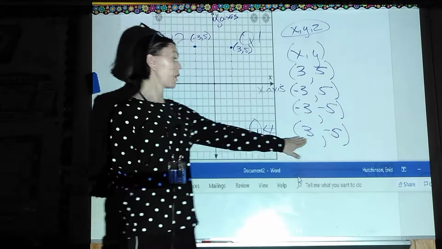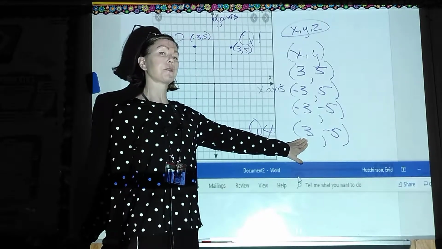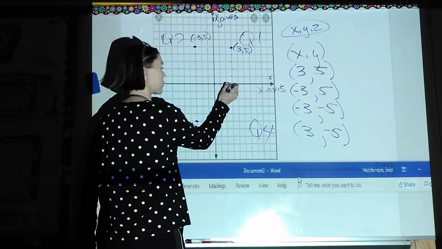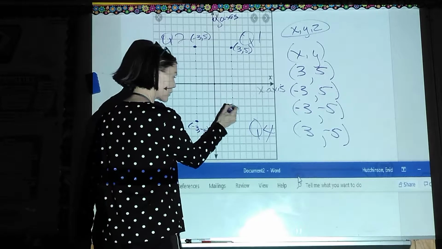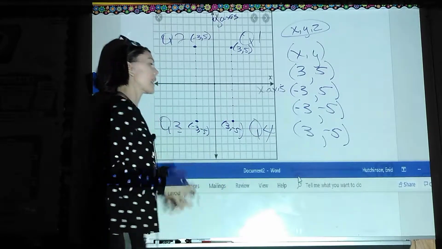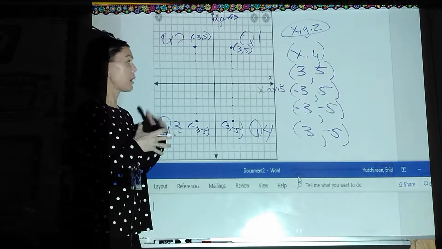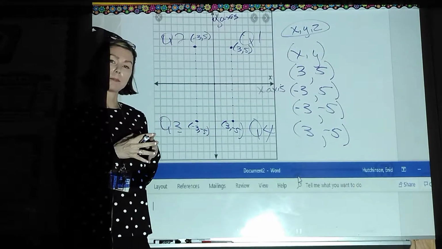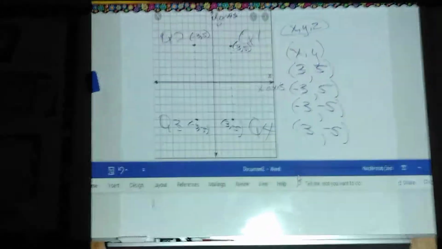And then for our last point, you're going to go positive 3, negative 5. So here we go, positive 3, negative 1, 2, 3, 4, and 5. Put the dot, (3, -5). And that is how you properly plot points on the coordinate plane.